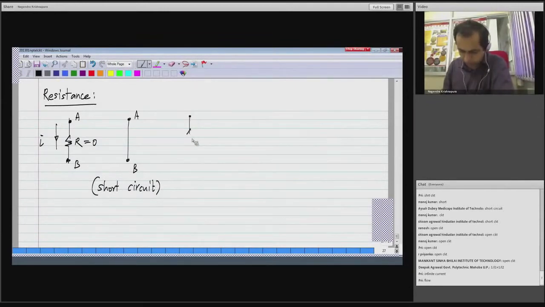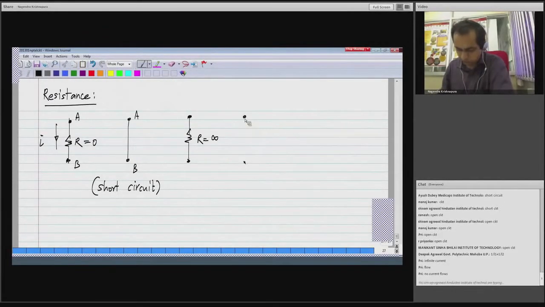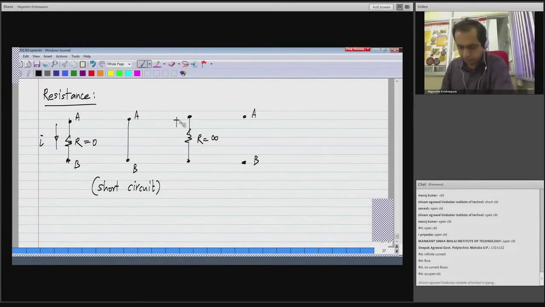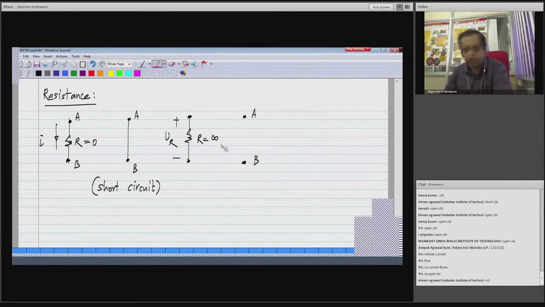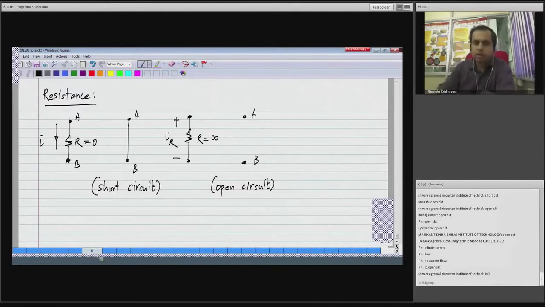And a resistance of infinity would mean that it's an open circuit. Because if a resistance is infinity, whatever voltage you have across it, the current through it, which is VR divided by R, as R tends to infinity, will go to 0. That means no current can flow between these nodes through this branch. So that is an open circuit. An infinitely large resistance is like an open circuit.